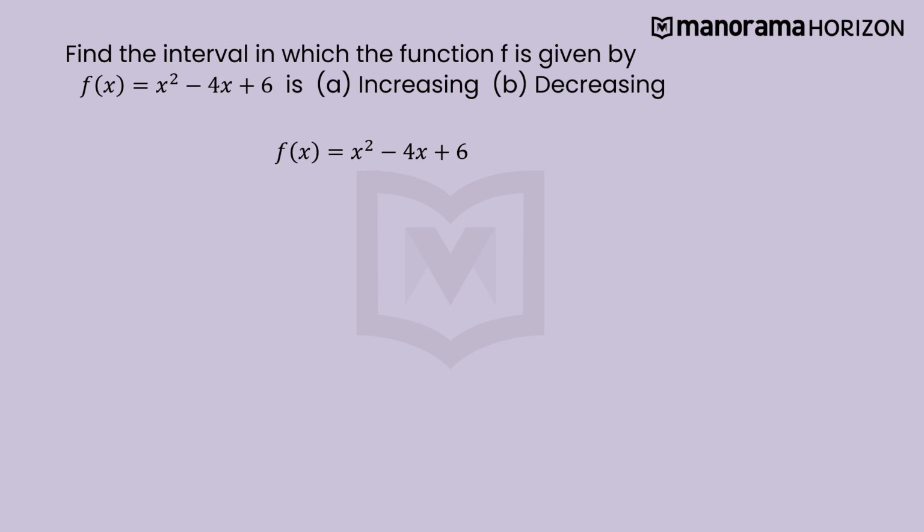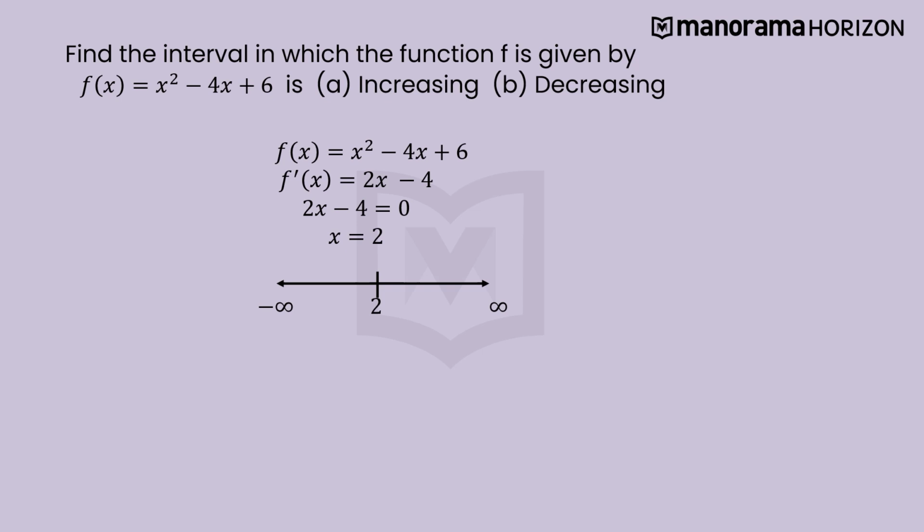Here it is given f(x) = x^2 - 4x + 6. Now first find f'(x). f'(x) is equal to 2x minus 4. Now equate it to 0. We get 2x minus 4 is equal to 0. From that we get x is equal to 2. Then with respect to x, divide the open interval into two disjoint intervals. That is from minus infinity to 2 and the other is from 2 to infinity.